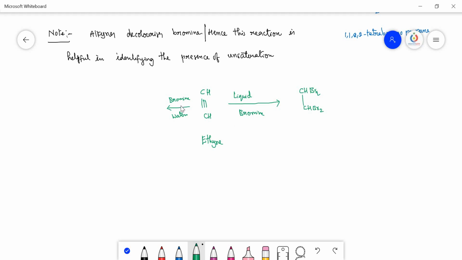But when bromine water is added, only partial halogenation takes place. Meaning only one bromine will be added, so that only one bond will be broken. So we get CHBr double bond CHBr. So partial bromination takes place in the case of bromine water, and liquid bromine means complete halogenation takes place. Hence I say that this reaction is important.